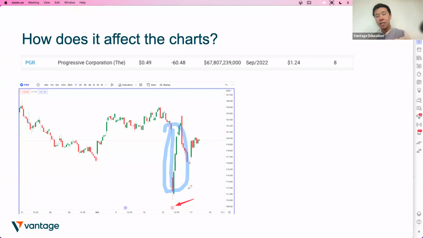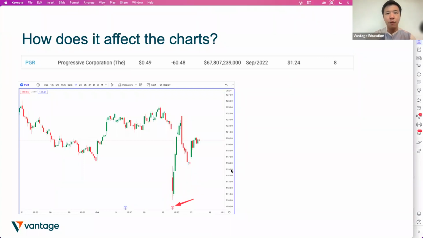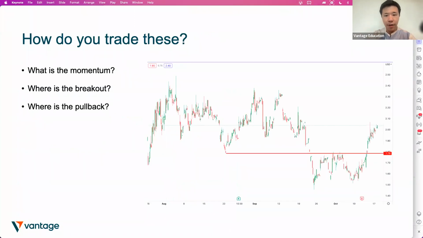It's just how the markets react to it and how you're going to make sense of it. One of the key things I actually focus on are these things over here. What is the momentum of the market? Where is the breakout? Where is the pullback?